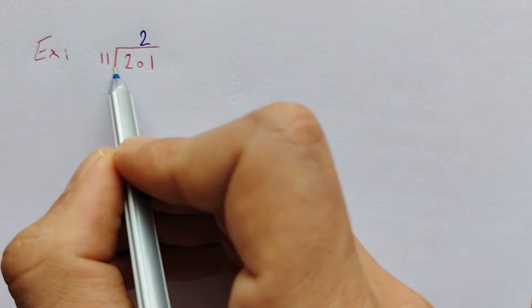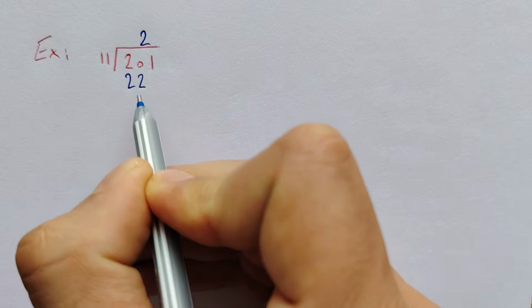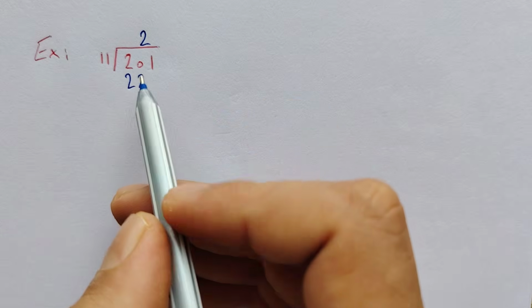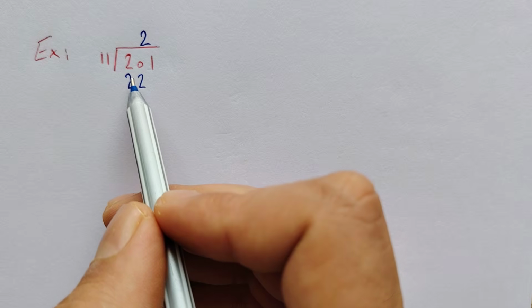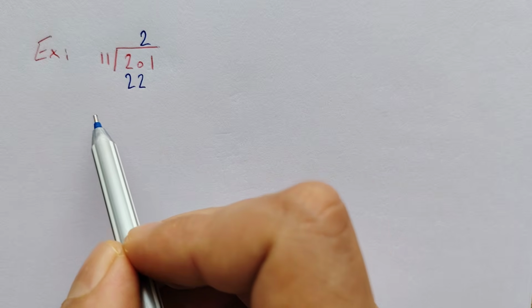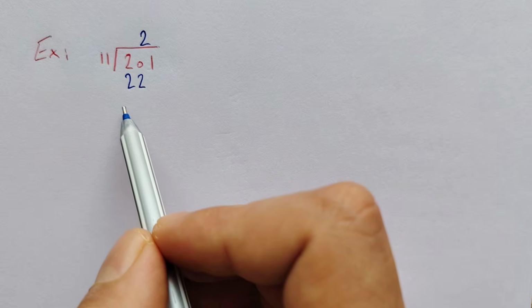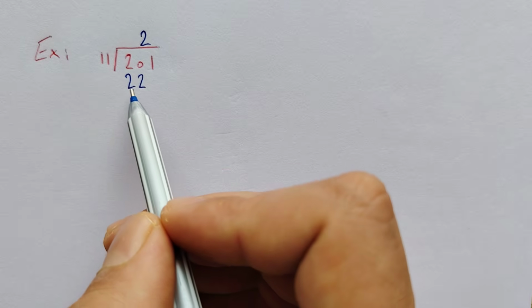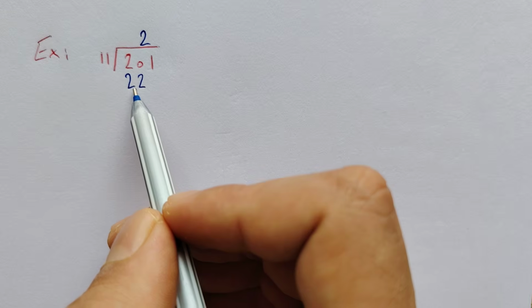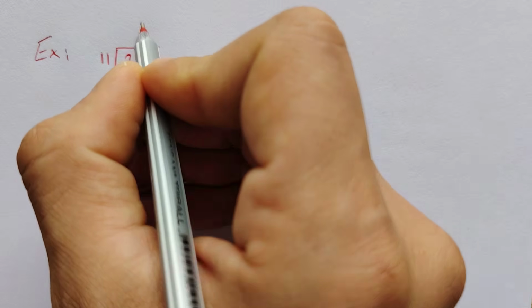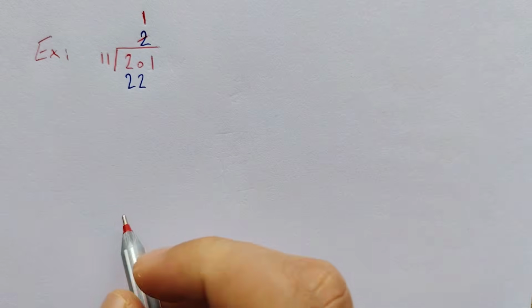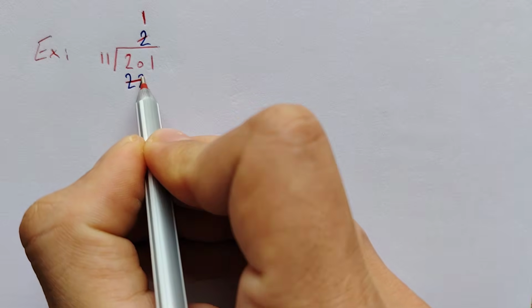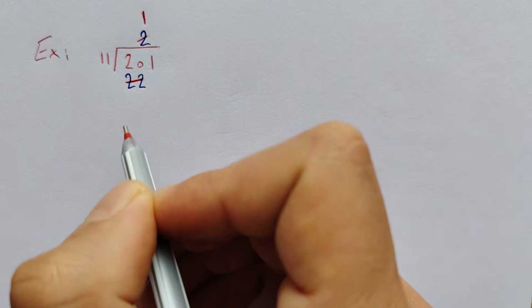Then multiply 2 times 11, which is 22. I'm gonna check again, can I subtract that? No, we cannot, because 22 is greater than 20, and we cannot have something like that. Because if I only have 20 pencils, I cannot give you 22 pencils. Since this one is greater than that, that means our quotient is wrong, and we take 1 from the quotient. So it will be 1 only. And we erase that. You can erase it yourself, but I'm just gonna cross it.